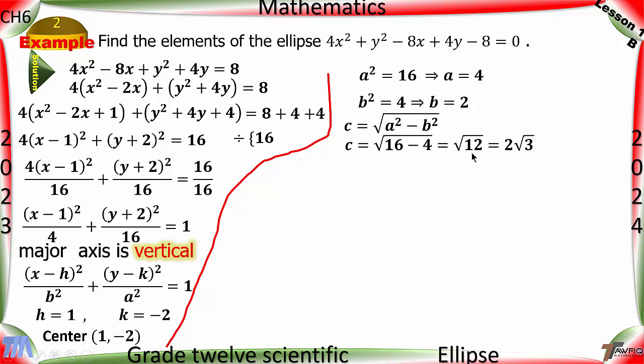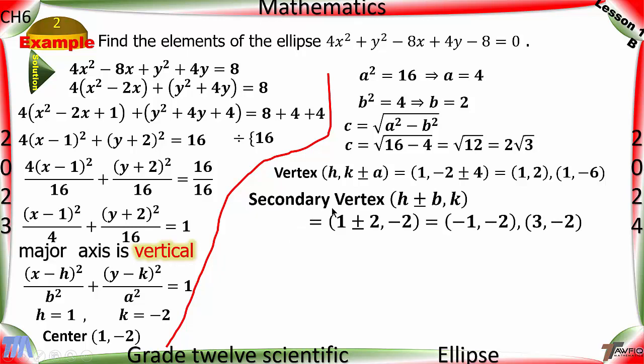Square root of 12, we can write it as 4 times 3. The square root of 4 is 2, and 3 remains under the square root. So the vertex is (h, k plus or minus a) because the major axis is vertical. So h is 1 and k is minus 2 and a is 4, so it becomes plus or minus 4. If we take the first time plus, minus 2 plus 4 is 2, so it becomes (1, 2). And if we take the second time, minus 2 minus 4 is minus 6, so (1, minus 6). Then the vertices are (1, 2) and (1, minus 6).